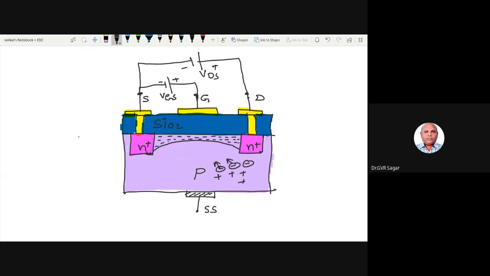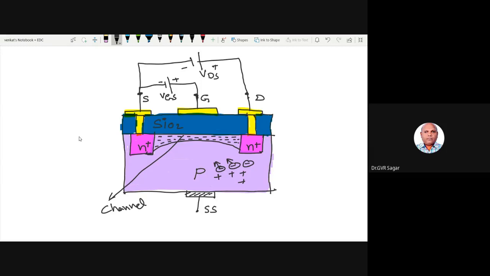This forms a channel, right? As the gate has a positive voltage, the gate attracts the negative charge carriers in the P substrate, and the negative charge carriers existing nearby are moved towards the surface. This forms a channel.